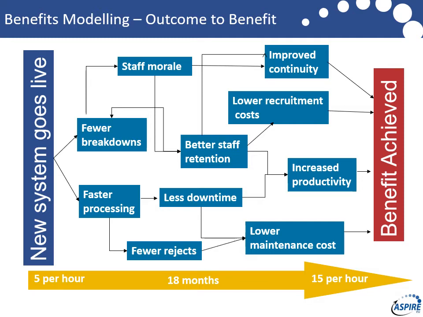Yep, so we can start to produce more. But actually, faster processing doesn't help unless the whole supply chain is ready. We need better raw ingredients and distribution that can cope. So in those early days, we may be sticking to 5 widgets or sausages per hour, and it might take us 18 months to get up to the 15.